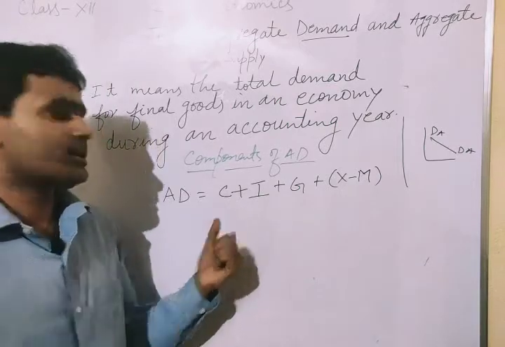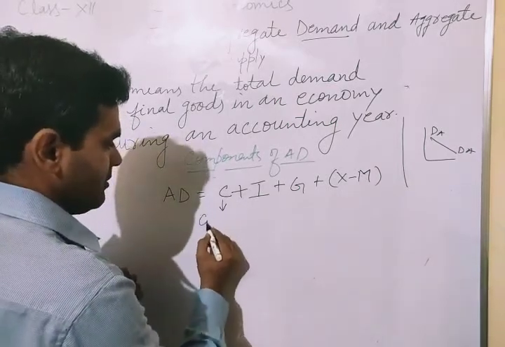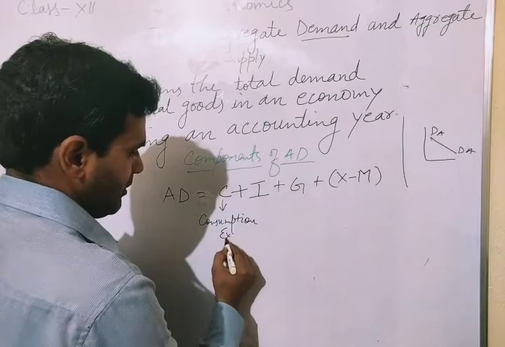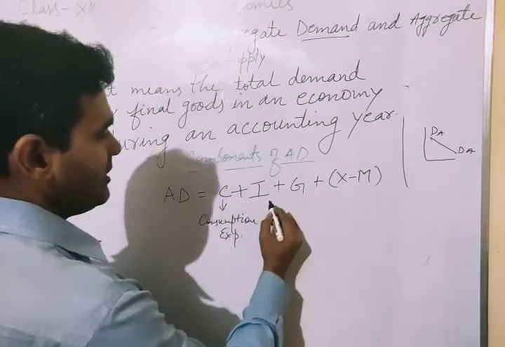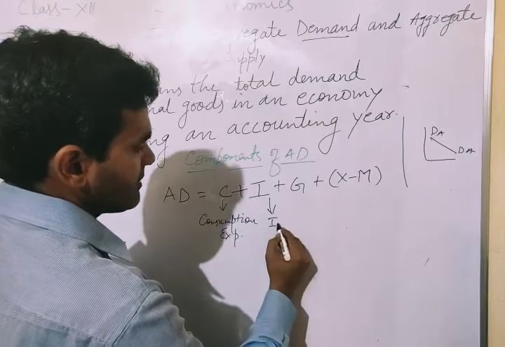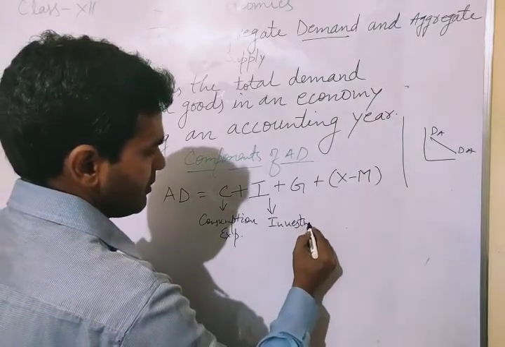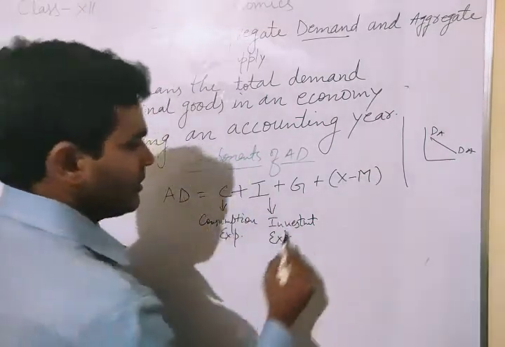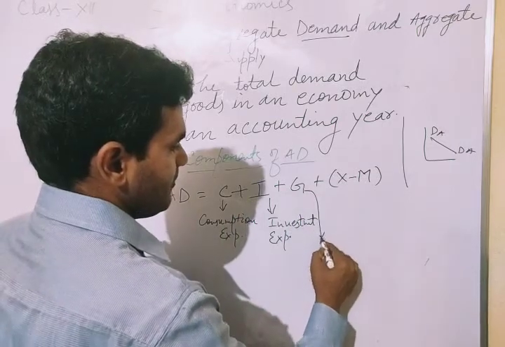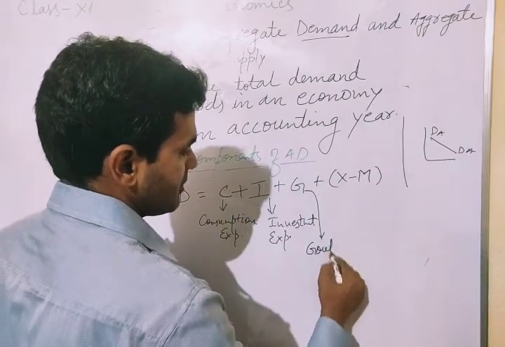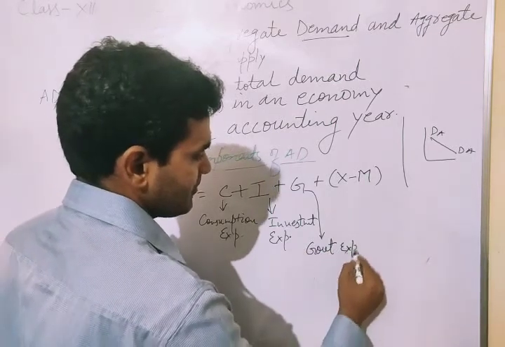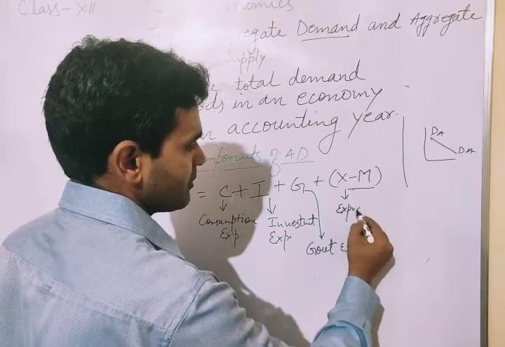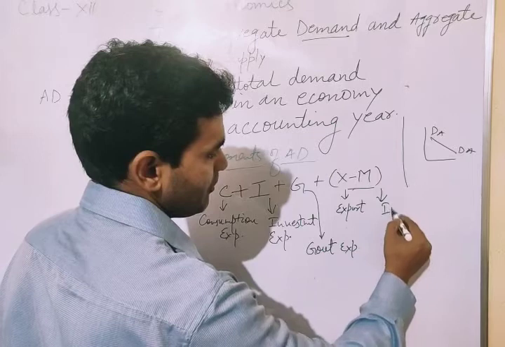Now let me tell you what these are. C stands for consumption expenditure. I stands for investment expenditure. G stands for government expenditure. And X minus M is nothing but X stands for exports, M stands for imports.